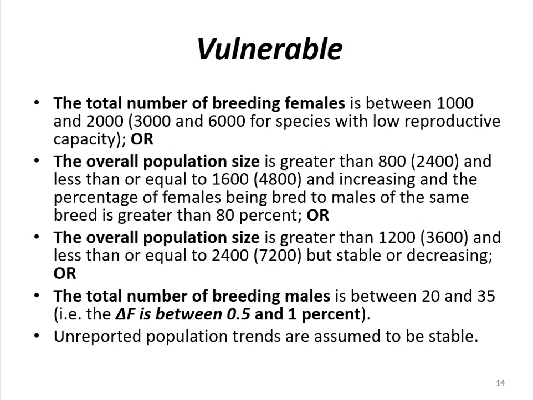Next category is vulnerable. Here we have a total number of breeding females between 1,000 and 2,000, and 3,600 for low reproductive capacity animals. And here you can see the delta F should be between 0.5 and 1%, which is basically a safe range. So vulnerable is less severe than endangered. Here we have more than 1,000 breeding females, and delta F is between 0.15 and 1. And unreported populations are assumed to be stable.